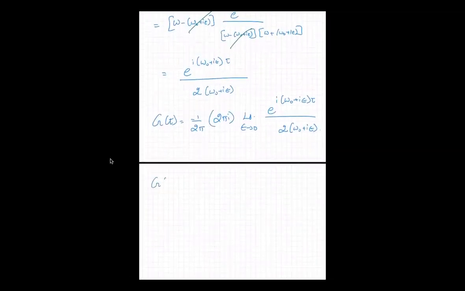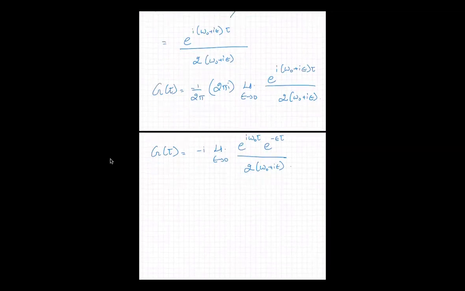Which tells me my g of τ is, the 2π cancels, and I get a minus i, limit ε going to 0, e to the iωτ, e to the minus ετ, divided by 2 times (ω + iε). Now taking the limit ε going to 0 is trivial, because e to the minus ετ goes to 1. So my Green's function is given by minus i e to the iωτ over 2ω. Okay, so this is the Green's function for the driven simple harmonic oscillator problem.